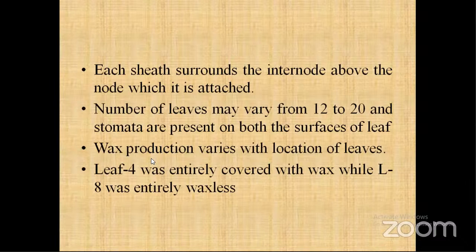Here we can see, in maize, the basal leaf, the first leaf, is called L1, and the upper leaves are called L2, L3, L4. This L4, leaf 4, was entirely covered with wax in the maize crop. Next time when you go to a maize field, observe this L4; it is entirely covered with wax, and L8, meaning leaf 8, is entirely waxless.